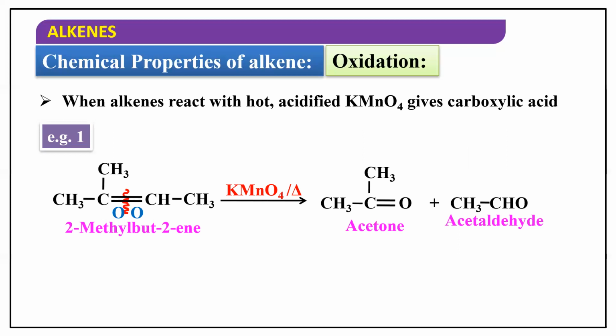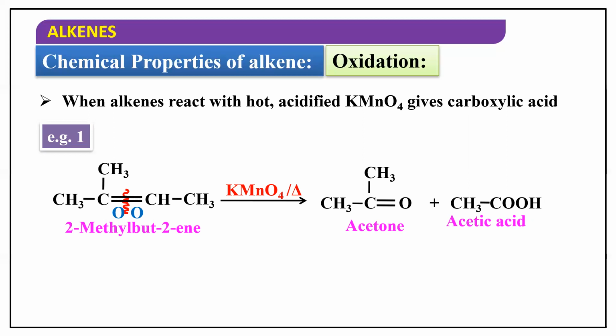Now you need to clearly understand that the type of product is entirely dependent upon the starting compound. All you need to do is break the double bond and then add oxygen atoms across the break, giving you two different compounds. Now this, upon further oxidation, will give us acetic acid. So whatever aldehyde is obtained in the presence of KMnO4 will undergo oxidation to give a carboxylic acid. So that is what is mentioned in this example here. So the end result is the formation of a carboxylic acid.